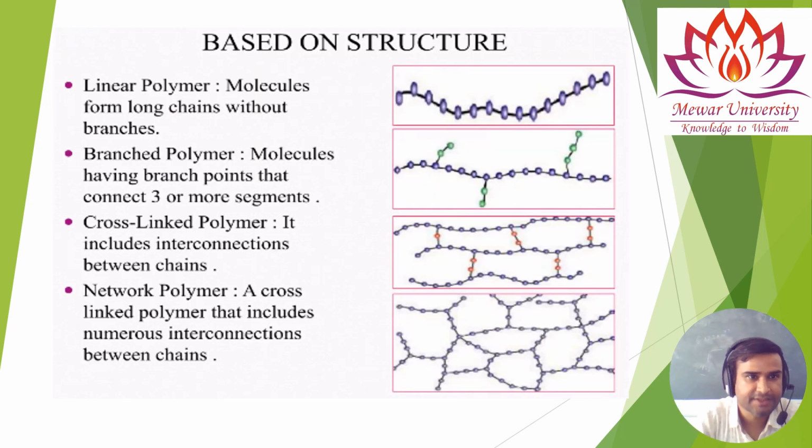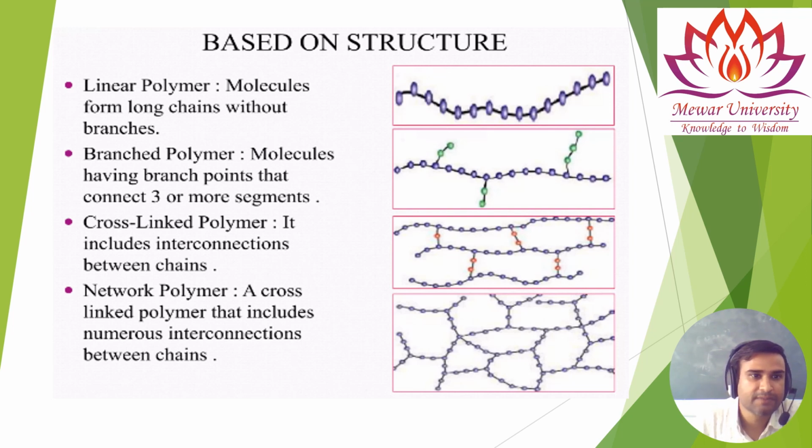Now next is based on the structure. Based on the structure, there are four types of polymers. The first is linear polymer. In the linear polymer, the molecules form a long chain without branches. You can see in the picture individual molecules of the monomers. They are forming a long chain polymer without any branch. So this type of polymer is called linear polymer.